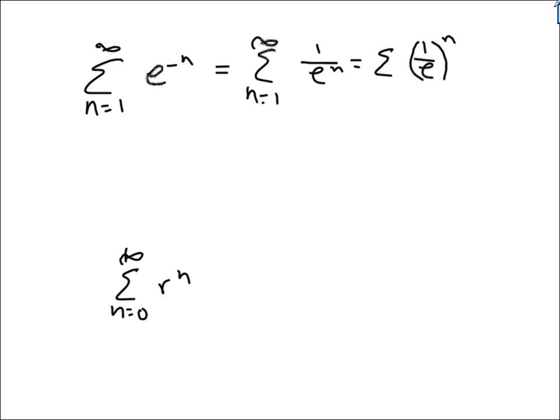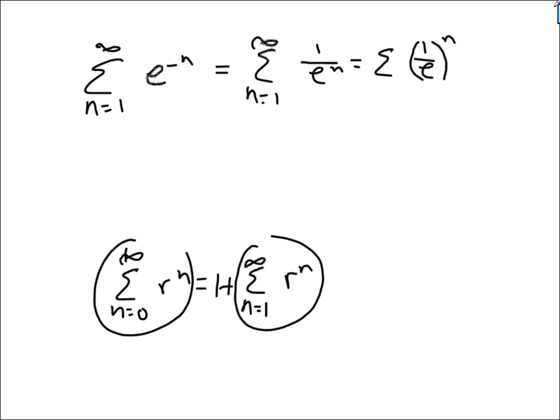But wouldn't this be bigger than the summation as n goes from 1 to infinity? Didn't we leave out one of the terms? Didn't we leave out r to the 0, which is 1? I can make the statement that this is 1 plus that. If this diverges, then this diverges. If this converges, then that converges. But we are asked, so we know it converges. Now, e is approximately 2.718, so 1 over e is approximately 1 over 2.718.